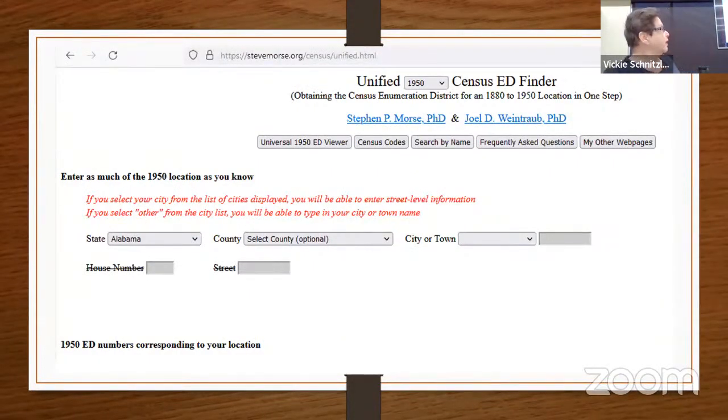This is what we will get when we click on that. And again, this is going to help us find a location if we don't know exactly where they're at. We want to make sure that at the top where it says Unified, there's a box there. 1950 is already in it, but we want to make sure that 1950 is in that box. And then we're going to start going down to where it says state, county, and city and town. So we'll click on state. Next slide. Okay, got that one. Next.